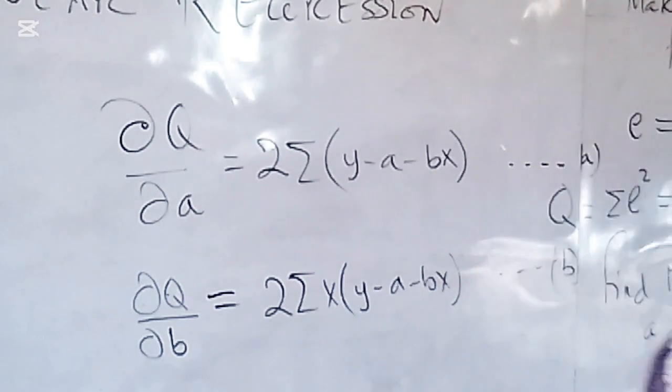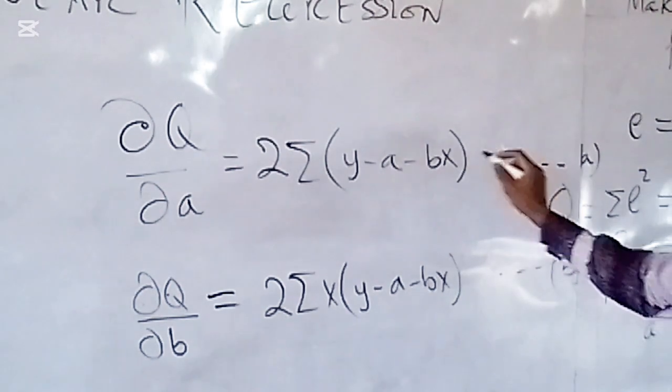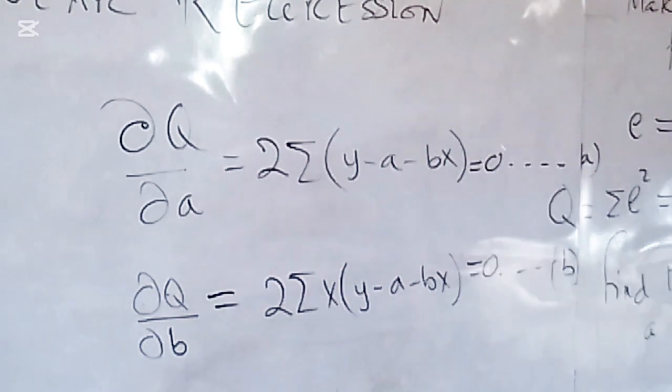Those equations we are going to do, we are going to equate them to 0. So the two of them are called normal equations. The moment you finish with the partial differentiation, you have to equate them to 0. They now become what we call normal equations.